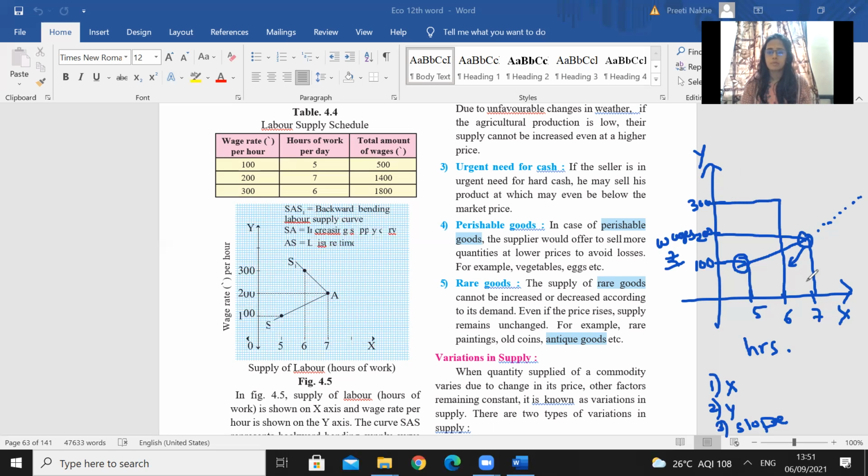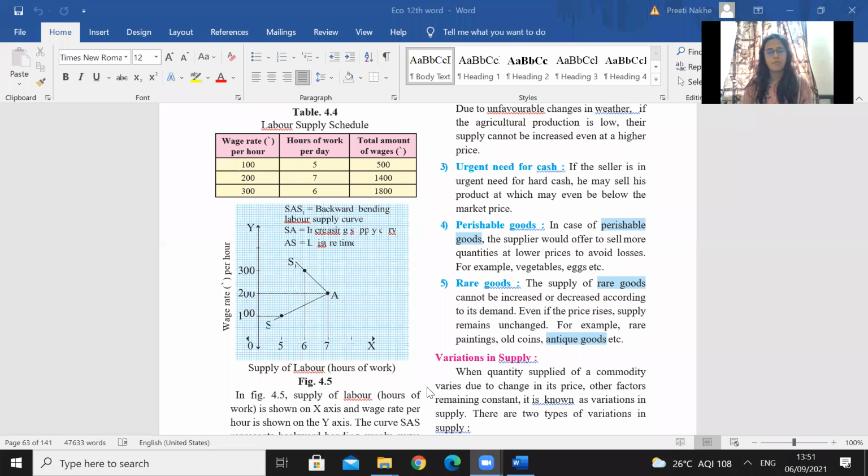At 300, we are expecting that he should work more than 7 hours, but it is coming backward. S1 S is the backward bending supply curve. So this diagram is very important.